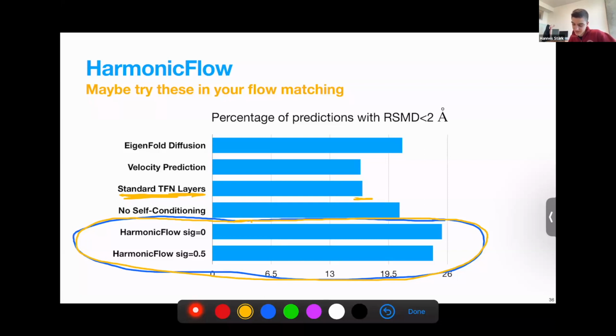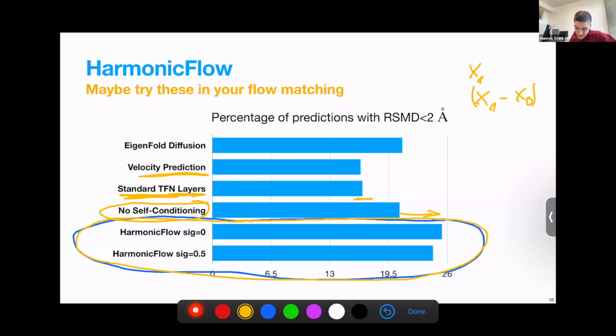Then we also have this velocity prediction thing here. What we mean with velocity prediction is just that we no longer predict x1, but we predict x1 minus x0, as you usually do in flow matching. And then we have our no self-conditioning variant here. So we also see that self-conditioning helps a bit.